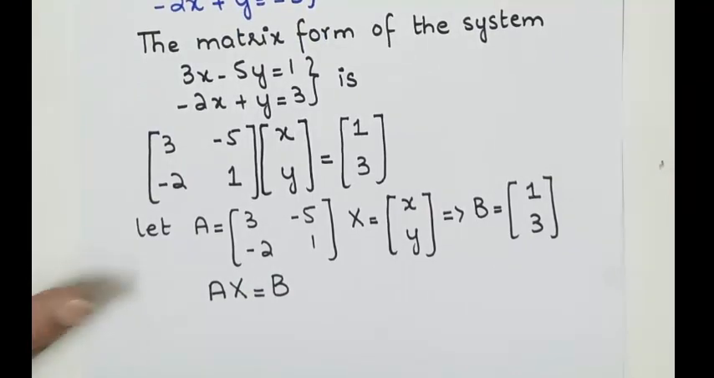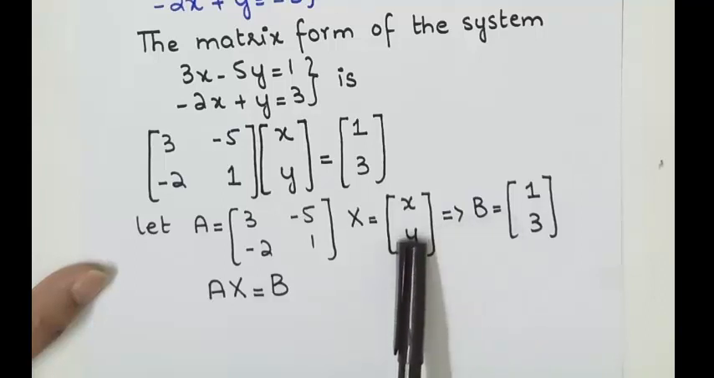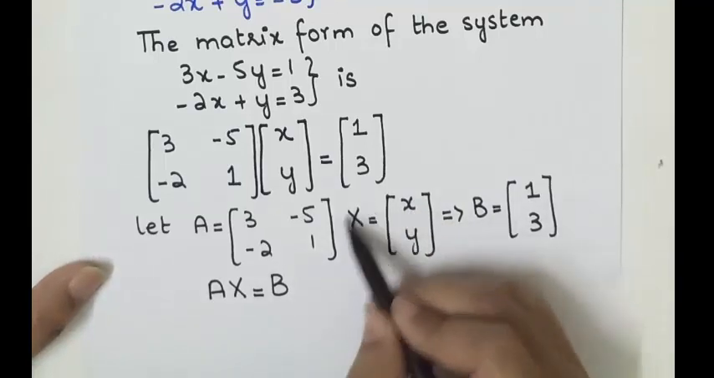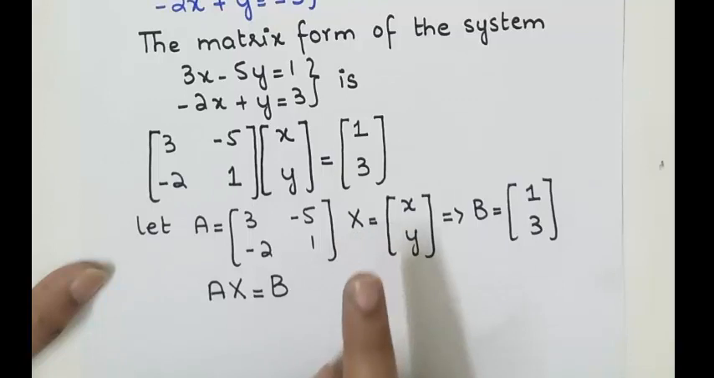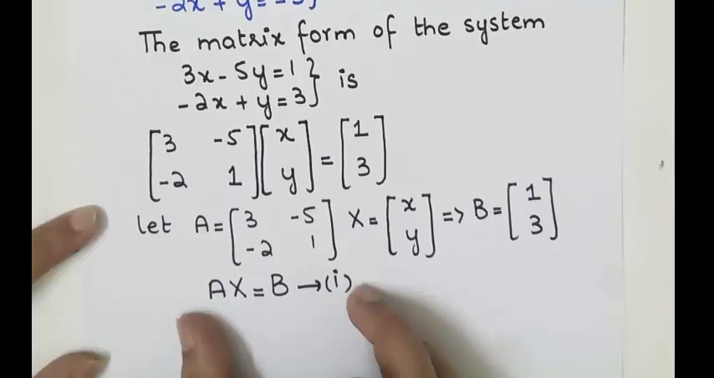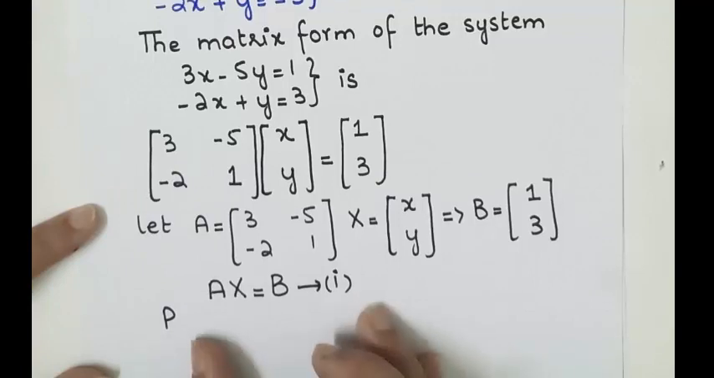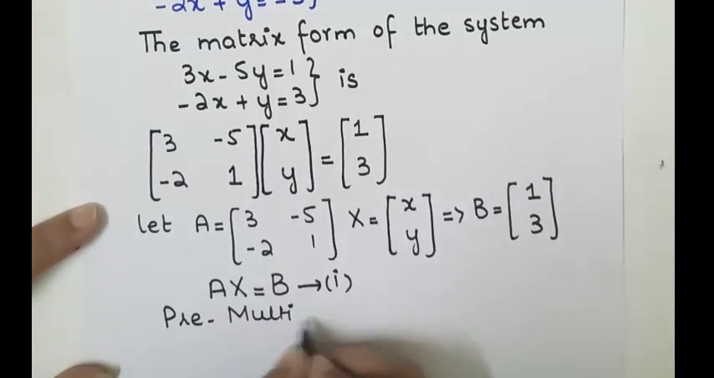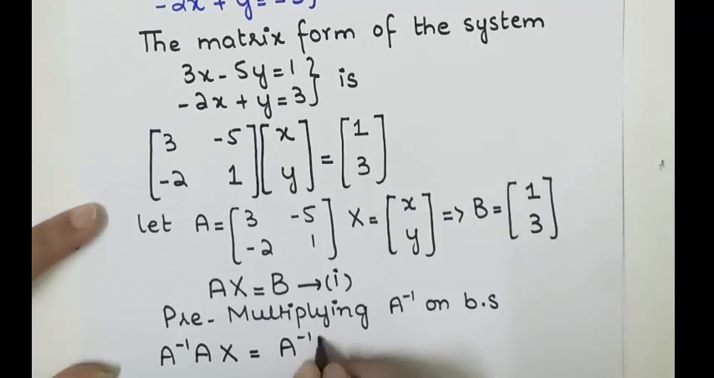Okay, so as I have told you, solve or solution means finding the value of variables, right? So we have to find the value of this X whose entries are x and y. So it means we have to find the value of X. So A is an additional factor here. To eliminate A from here, let me label this equation as 1 and pre-multiply A inverse on both sides of equality. So we have A inverse A X equals A inverse B.